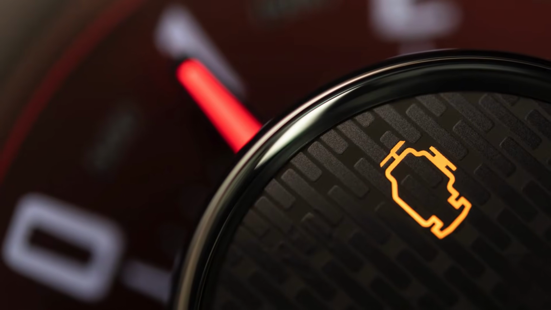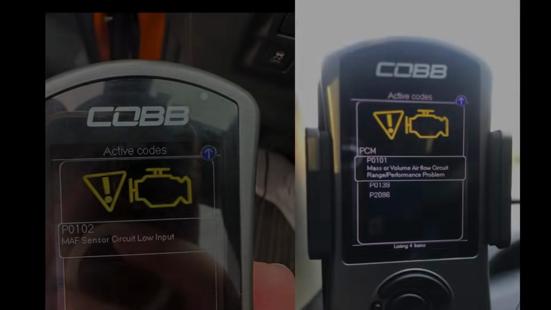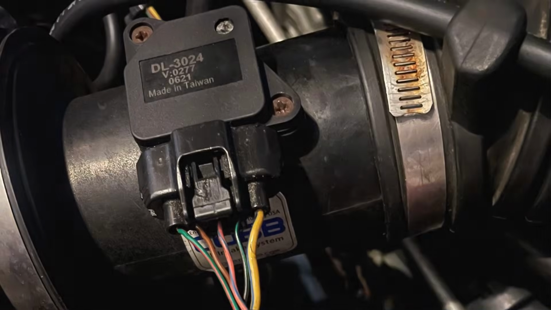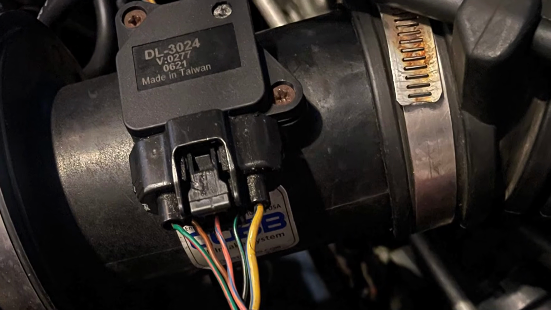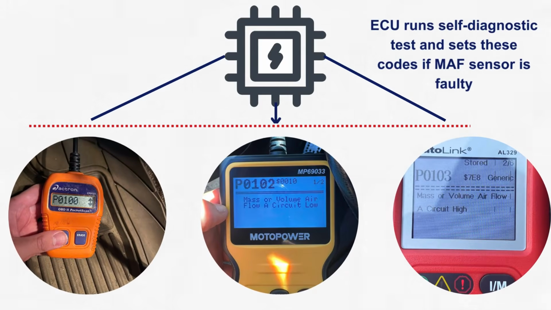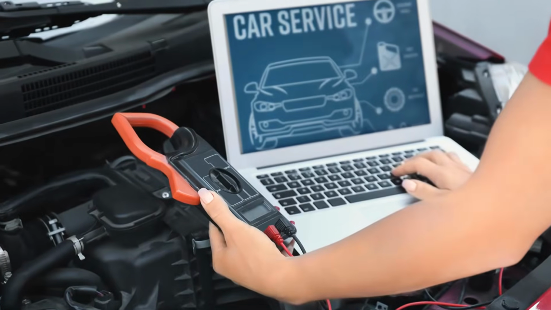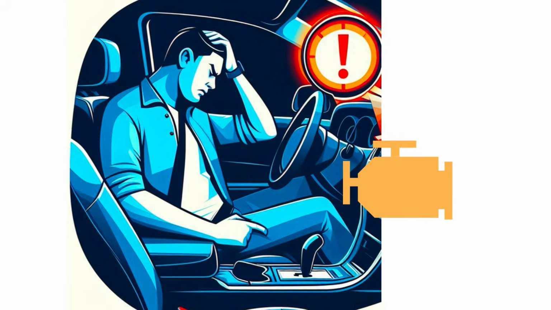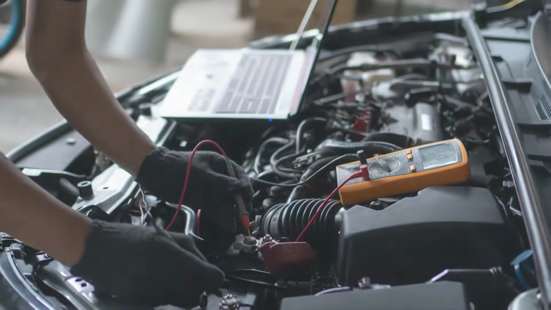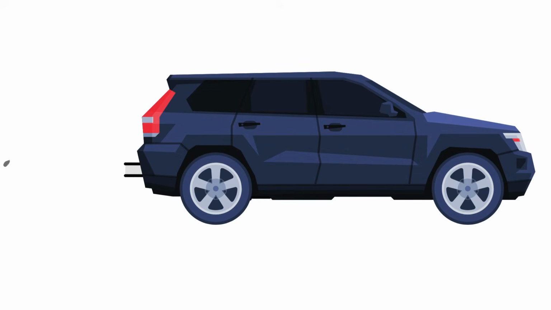Symptom 4: check engine light illumination with trouble codes P0100 to P0103. These codes signify issues detected in the mass airflow sensor's electrical circuits and connections. The onboard diagnostic system sets these codes when it notices out-of-range values or erroneous behavior from the MAF sensor during regular self-checks. Ignoring the check engine light that comes on due to mass airflow sensor codes could lead to further performance issues.